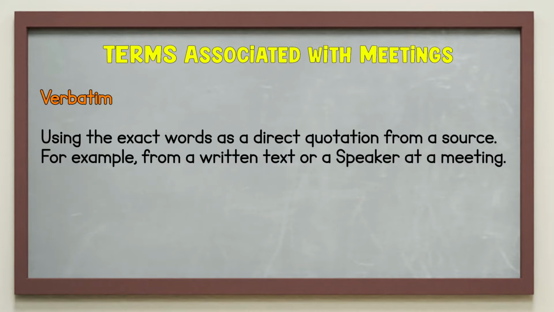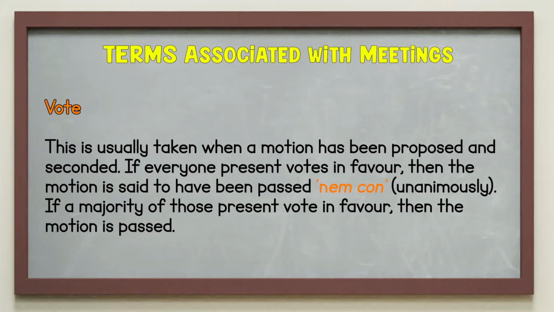Verbatim. Using the exact words as a direct quotation from a source, for example, from a written text or a speaker at a meeting. Vote. This is usually taken when a motion has been proposed and seconded. If everyone present votes in favor, then the motion is said to have been passed nem con. If a majority of those present vote in favor, then the motion is passed.